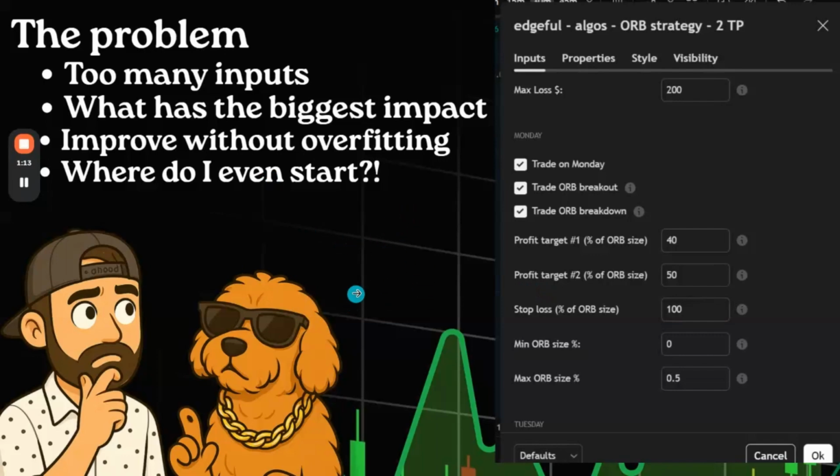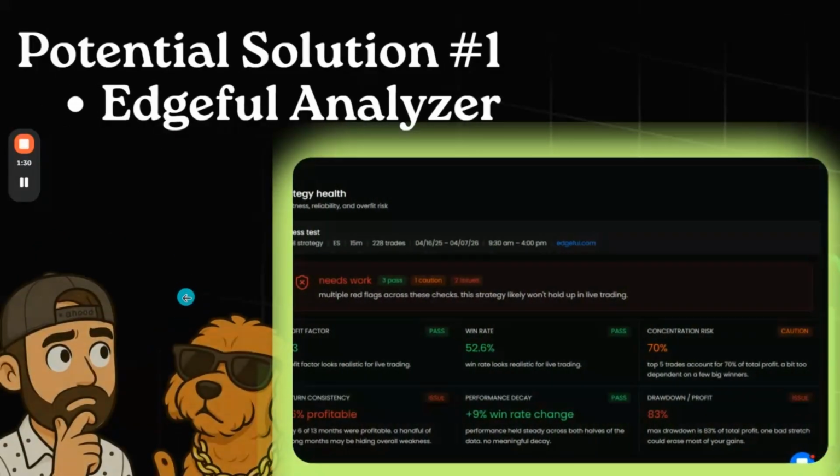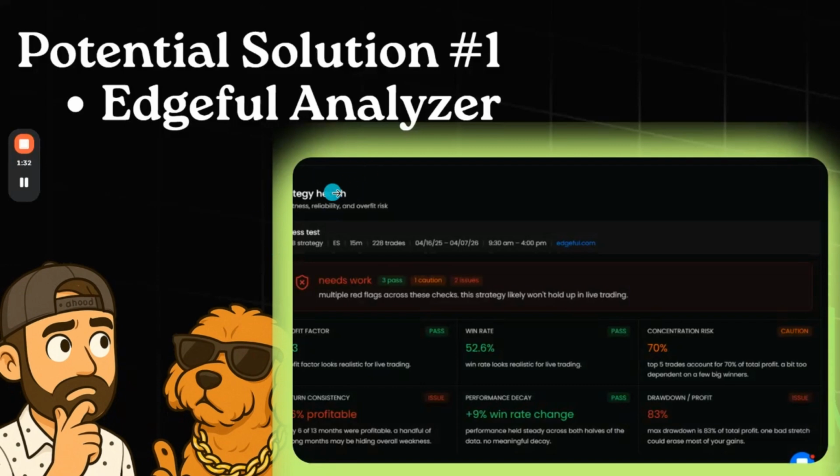And I would just get frustrated and kept on overfitting, meaning every day had different inputs. So where do I even start? So these two softwares I'm going to show you right now have made this process much easier for me. They are definitely not perfect, but they are absolutely a shortcut. So the first one, this is Edgeful Analyzer. This is in Edgeful. This is potential solution number one to that. I'll show you what it is right now.